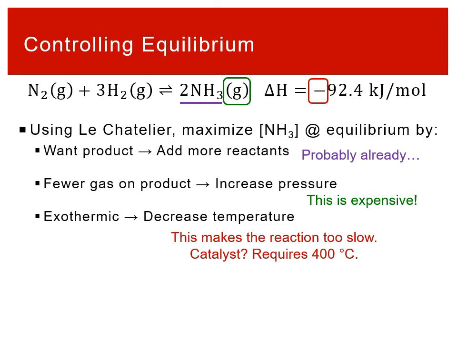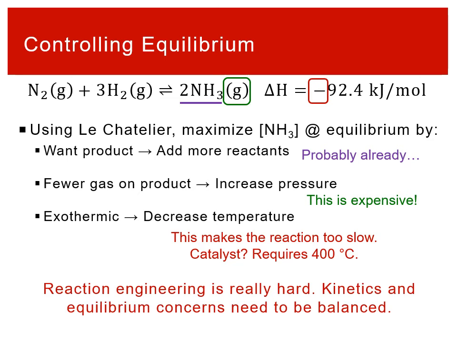So the thing is, that would slow down your reaction, right? If you're decreasing the temperature, you would have more product at equilibrium, but it's going to take you longer to reach equilibrium. Okay, well, let's use a catalyst, right? That speeds it back up. The problem is the industrial catalyst that is used for this reaction only works at 400 degrees Celsius or higher. So this is kind of a bit of a problem. And you can see at the end of the day, reaction engineering is really hard.